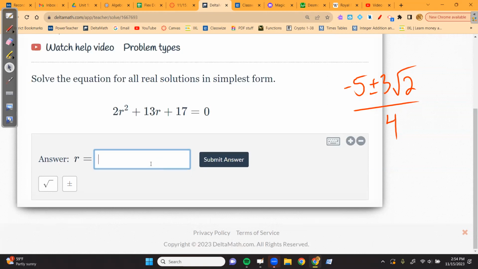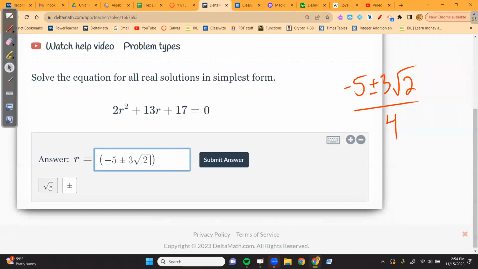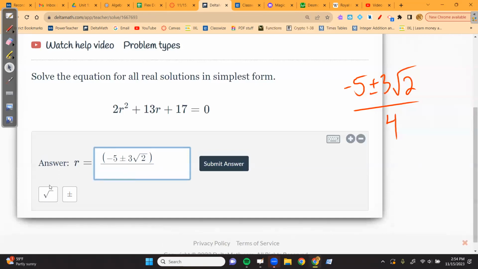And another workaround, if you need another one, would be to use parentheses. So if you did -5 plus or minus 3 square root of 2, and then you close the parentheses and hit divided by, you see how the parentheses force it all to go to the top. You don't have to erase the parentheses. They're not going to make it wrong. They're not hurting anything there. So those are your 3 options to get the answers formatted correctly.